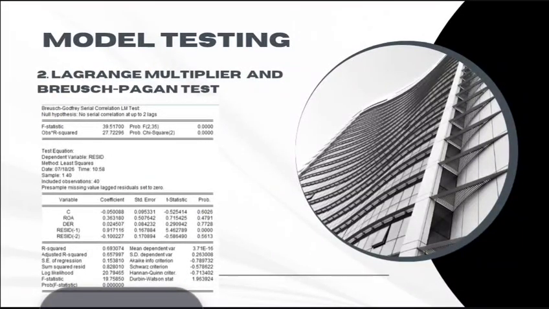The second model test is the Lagrange multiplier, or Breusch-Pagan test, which compares the common effect model against the random effect model, helping determine whether the random effects are even necessary or whether the simpler pooled method would suffice.